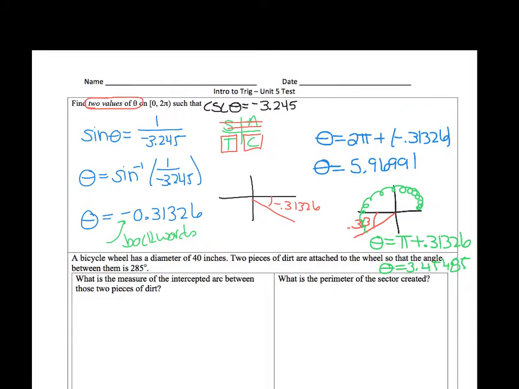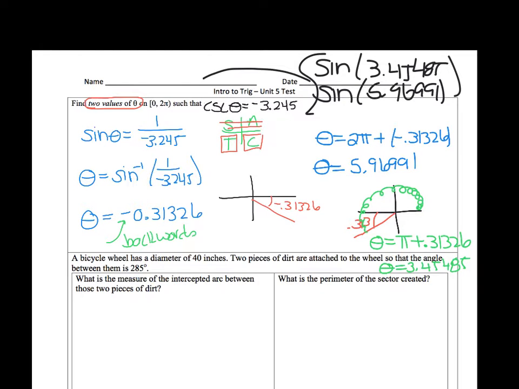Now do keep in mind that you can check all of these answers. So if I simply take the two answers I came up with and go back and just do the sine of the 5.96991 and the sine of the 3.45485, when I do this on my calculator, this should give me back this 1 over negative 3.245. So you can check all of this work.